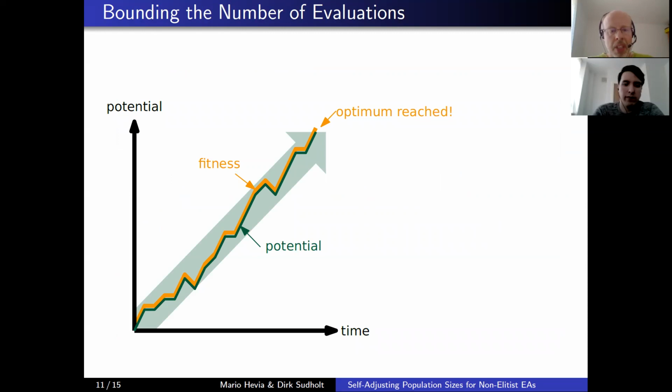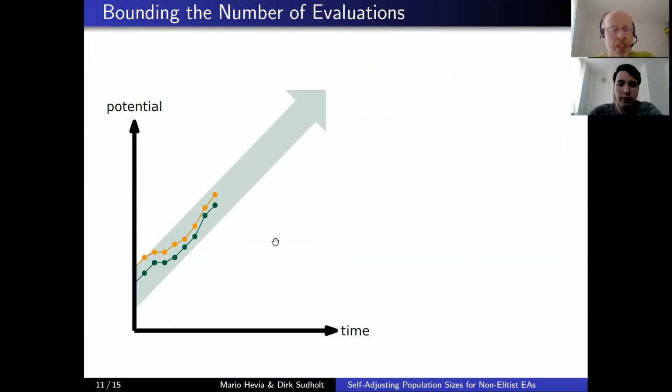So what we did instead is we looked at our previous analysis on the number of generations. And let's look more closely into how the potential and the fitness develop over time. So we know that there is this positive drift in the potential. So if we look at what are the chances of the potential going down at some point in time in the future by something logarithmic.